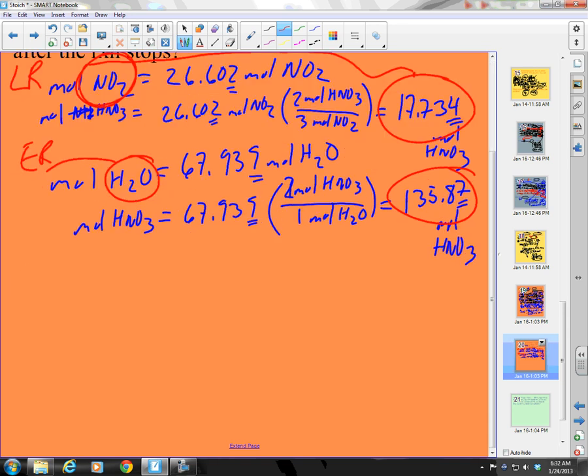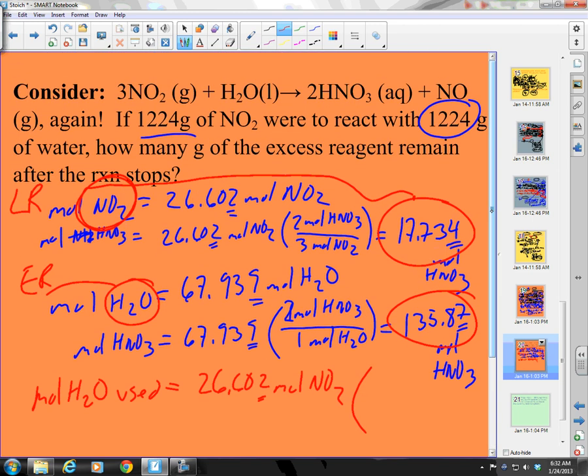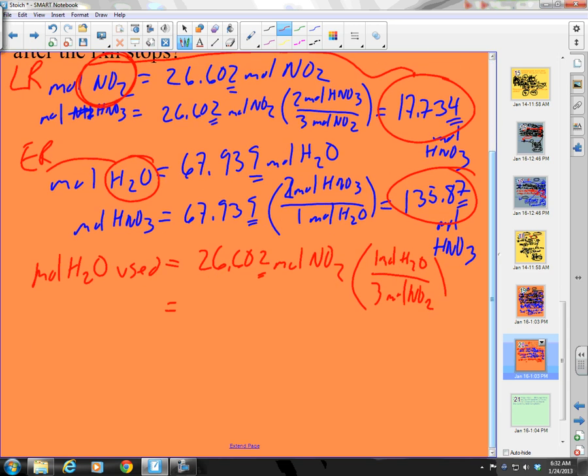And now we want to figure out how much water reacted. So moles of H2O used is going to be equal to what? We take my 26.602 moles of NO2 times the mole ratio between those two, 1 mole of H2O per 3 moles of NO2. Good. And what do I get? So I take 26.602 times 1 divided by 3, and I get 8.8673 moles of H2O, which are used.